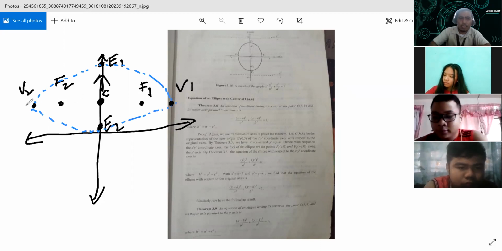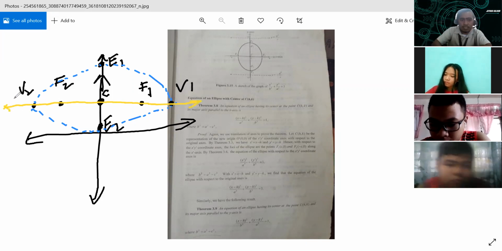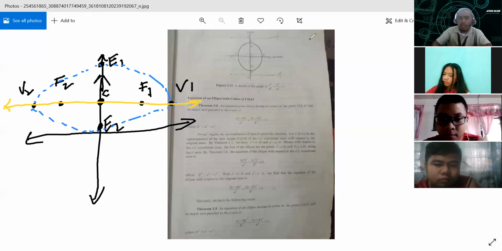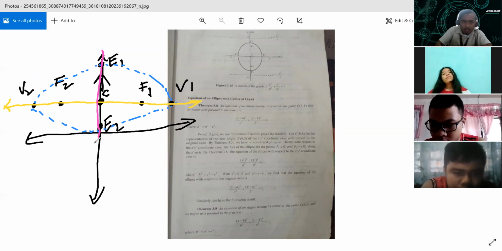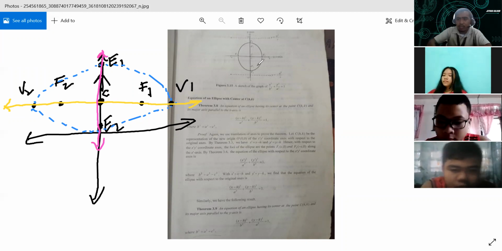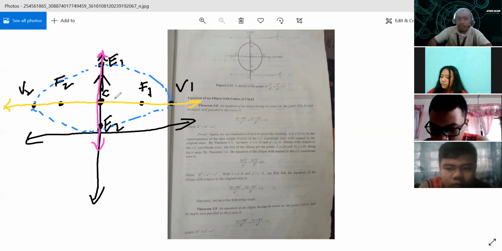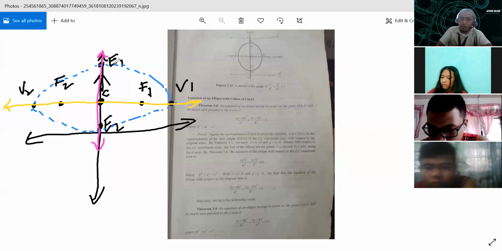By the way, class, this axis, this one, I will draw it in yellow para makita ninyo. This axis is what we call the major axis. While in pink, this one is your minor axis. Always put it in mind that the points in your ellipse are those points in blue only.